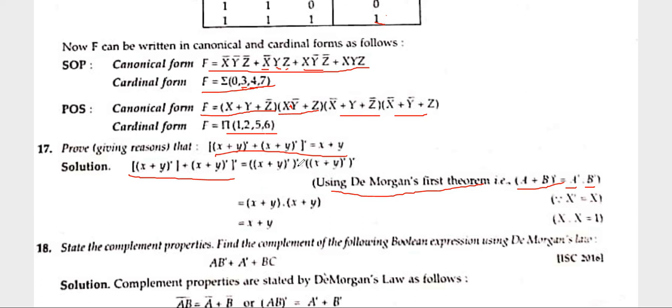After getting these things, this complement will be removed, and you are getting the expression in the solved form x plus y. So this is a solved expression. This kind of question can be asked: the expression will be given and you have to find out the complement form.